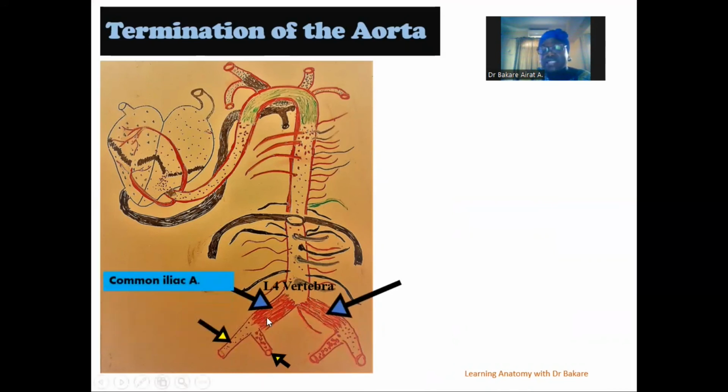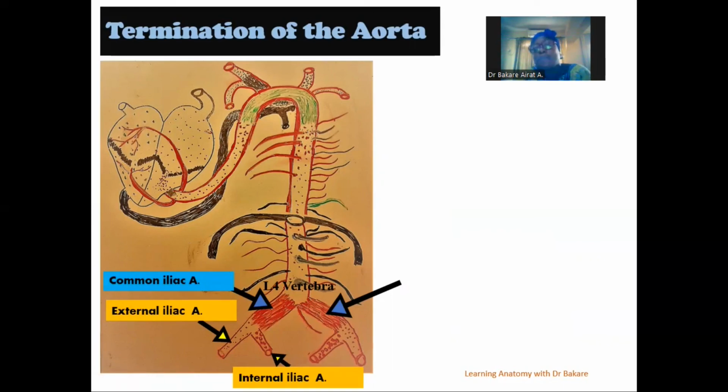After bifurcating into the common iliac artery on the right and on the left side, we have further division of the common iliac artery into the external iliac artery and the internal iliac artery. The external iliac artery goes down to supply the lower limb, while the internal iliac artery goes into the pelvic cavity to supply the different viscera that are contained within the pelvic cavity. So that is how they finally terminate.